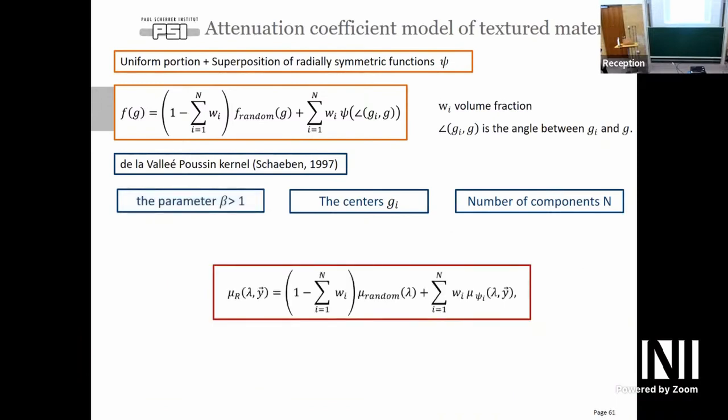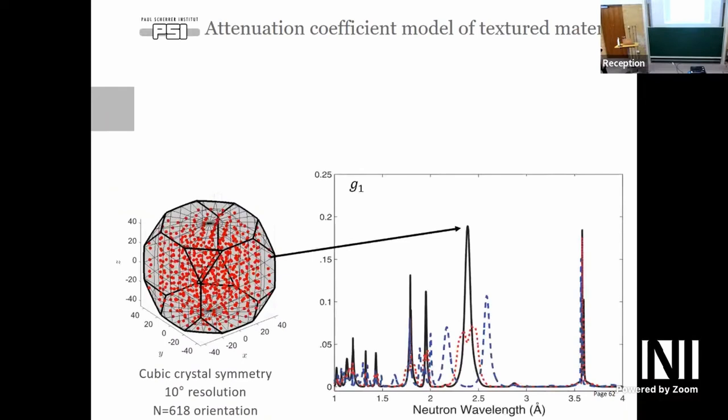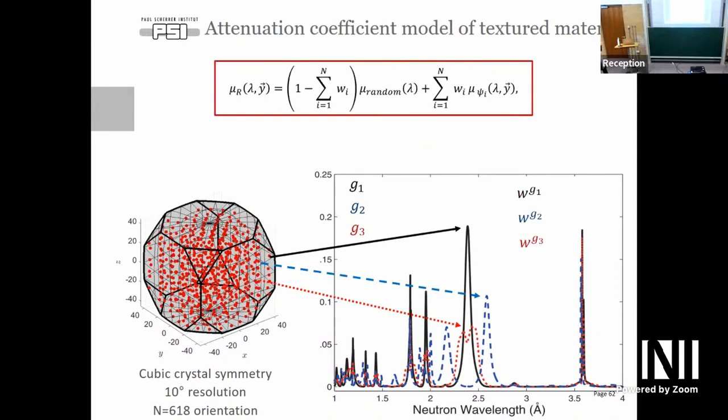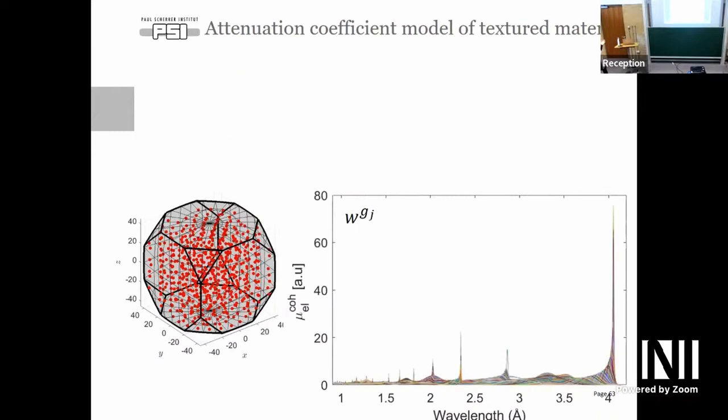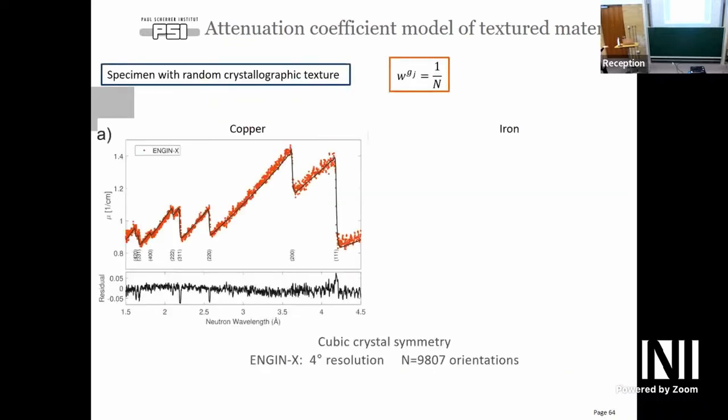So once we have these three things, we can calculate. And this is how this looks like. Again, this is a cubic symmetry. Each one of these points will have a particular shape, and it will be for a particular orientation. A second orientation will have a different shape. A third orientation will have a different shape. And each one of those will have a different weight in the orientation distribution function. So basically, if we plot all the possible shapes, this is the way that they look like here. And if we add them together, taking into consideration that these weights are linked to the object, we have a powder model.